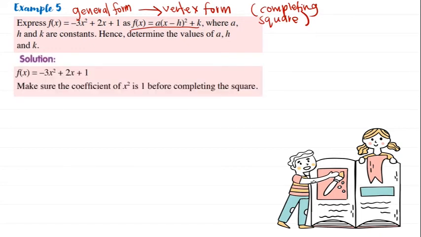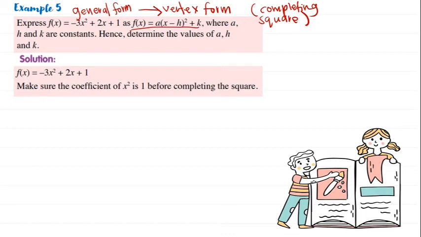So let's solve. Okay, the solution. This is the general form. Before you do the completing the square, you have to make sure that the coefficient for x squared is equal to 1. Now the coefficient for x squared is negative 3, so you have to divide by negative 3. Factorize the negative 3 outside so that the coefficient of x squared becomes 1.